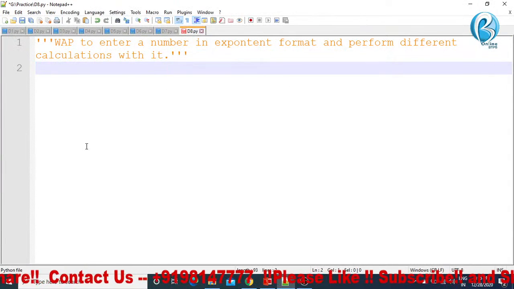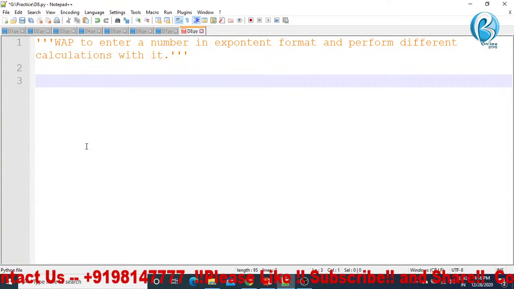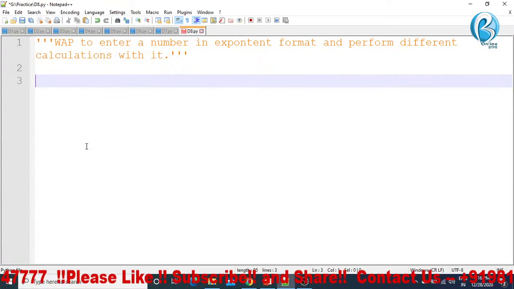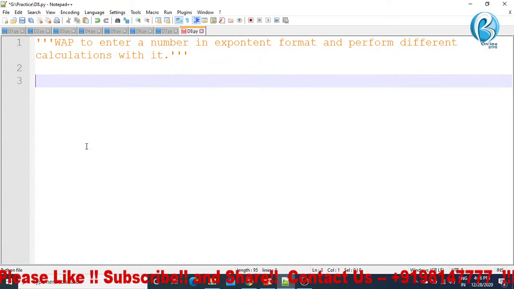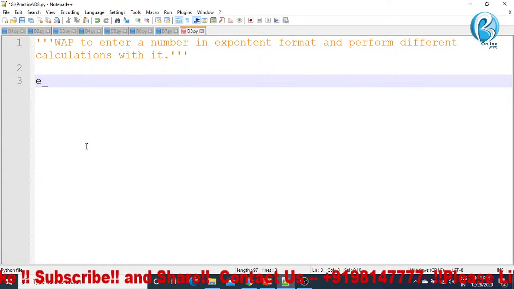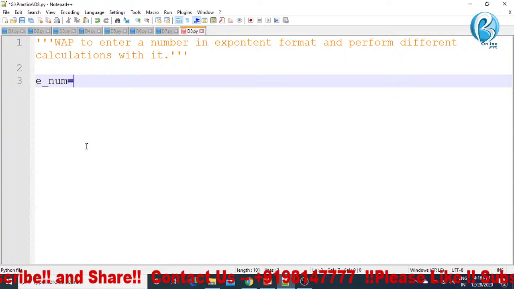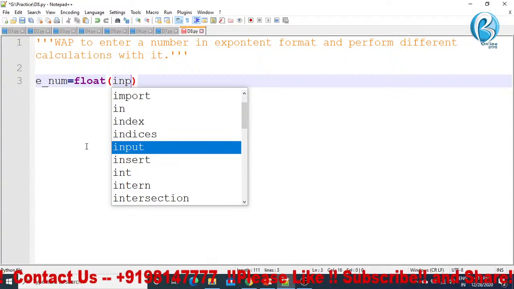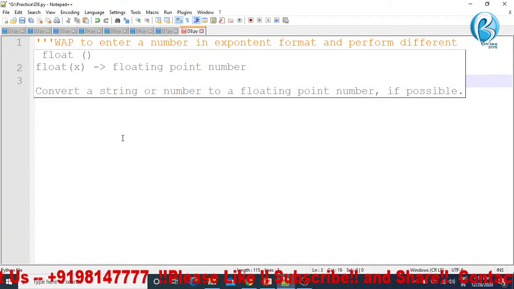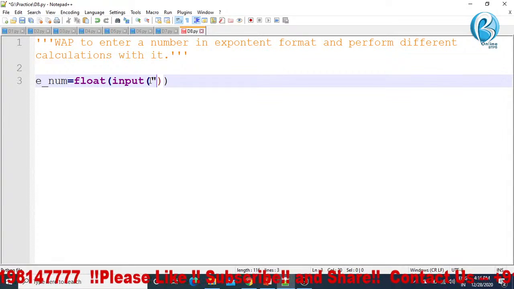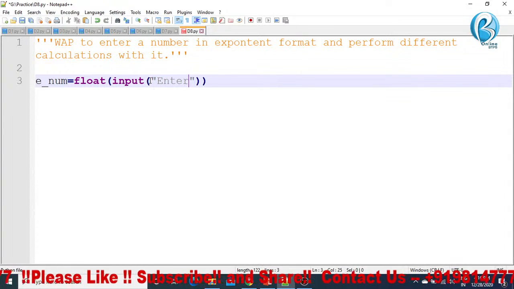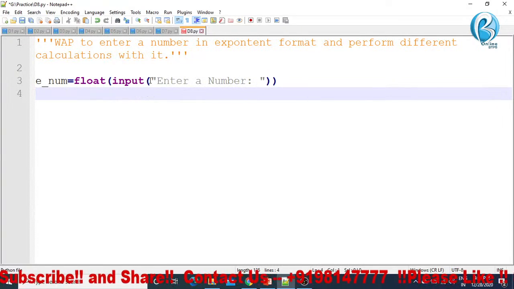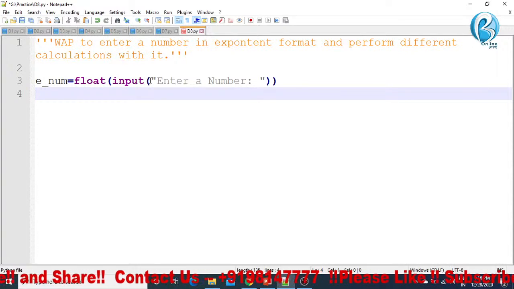So what we have to do first is take our input in exponent format. Exponent format is what? Floating point number. So take e_num equal to float of input, enter a number. Okay, so we have taken an exponent format.